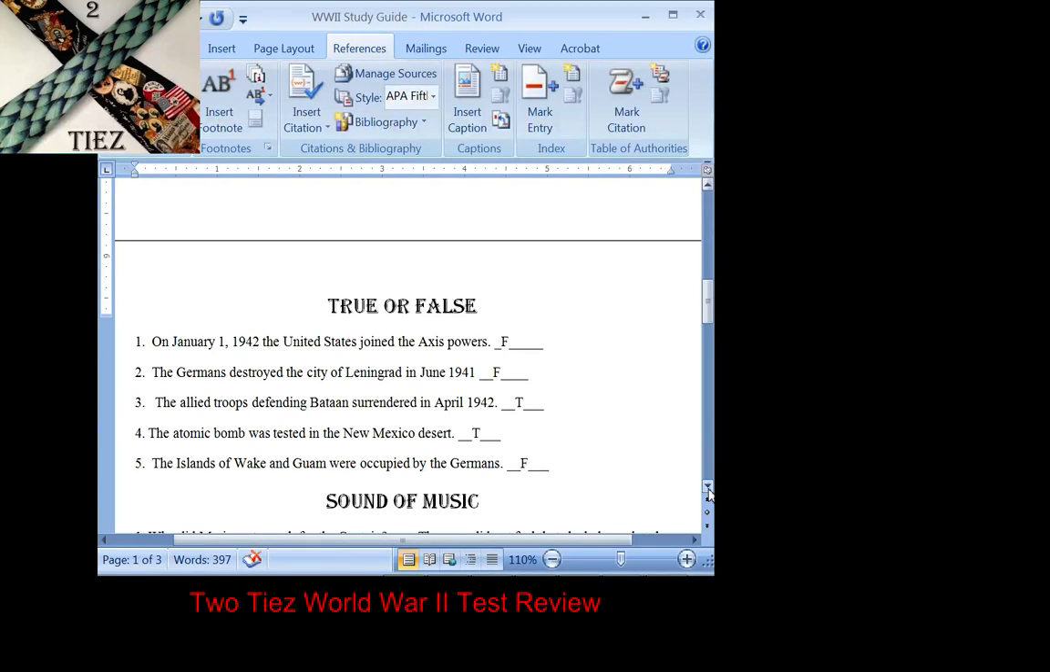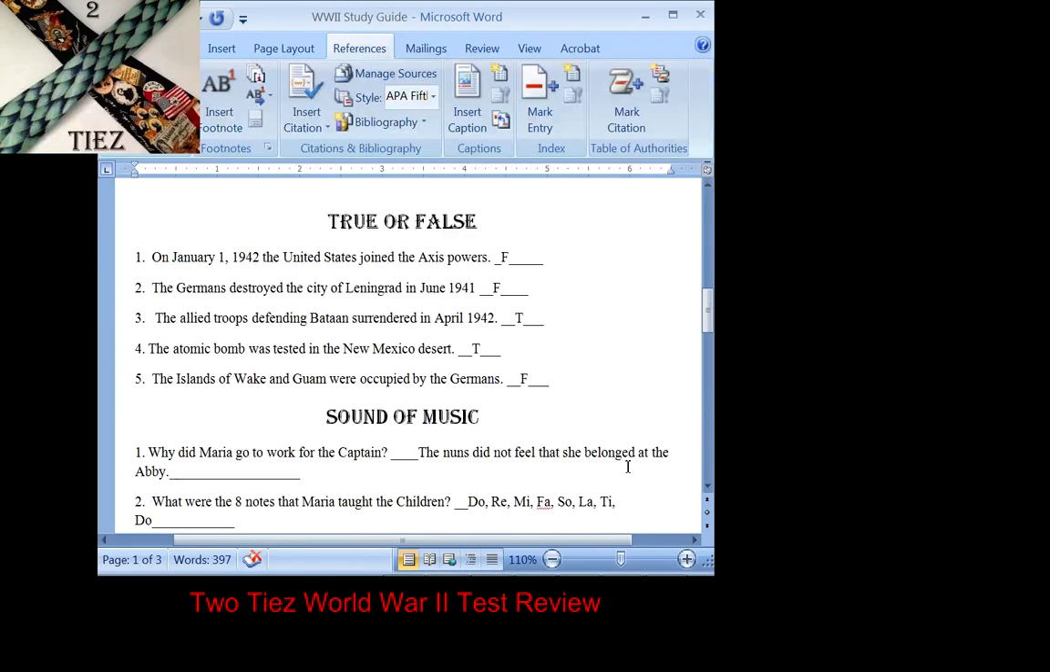On January 1st, 1942, the United States joined the Axis powers. This is false. The Germans destroyed the city of Leningrad in June 1941. This is also false. If you notice from an earlier question where it was under siege for 900 days, you would know the answer for that question. The Allied troops who defended Bataan surrendered in April 1942. This is true. The atomic bomb was tested in the New Mexico desert. This was also true. The islands of Wake and Guam were occupied by the Germans.